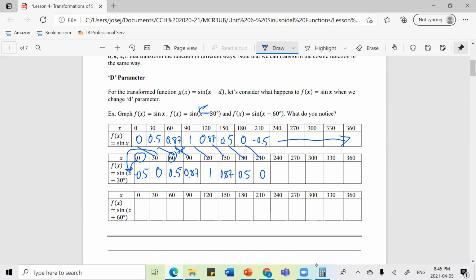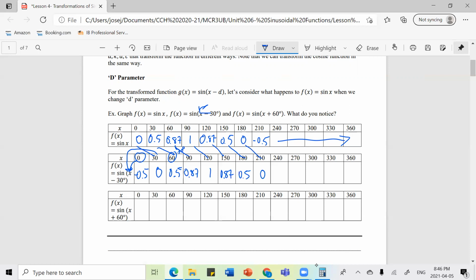We're reaching the same y values, but we're reaching them a little bit later. That's what I meant to say. So you're reaching them at 30 degrees to the right. That's really what's happening here. So I can see here that I still get the same y value as sine of 180, but I have it when x is equal to 210. So I think you're already starting to see what's happening here. You get the same y values, just shifted 30 degrees to the right.